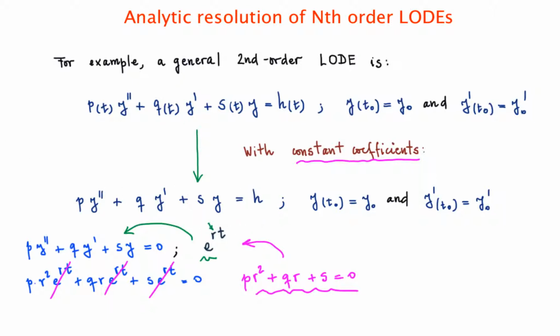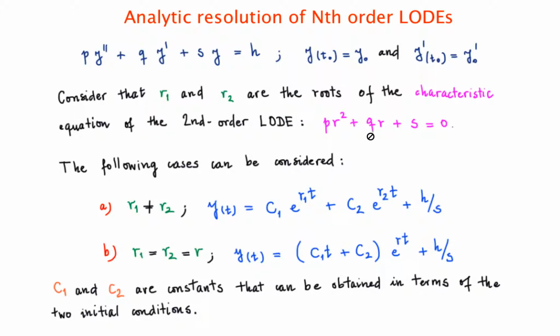So this is what we need to do. We need to solve the characteristic equation, which is the one we have here. And we might have two different cases: one where the roots of this equation are different, and one where the roots are the same, so we just have one r.